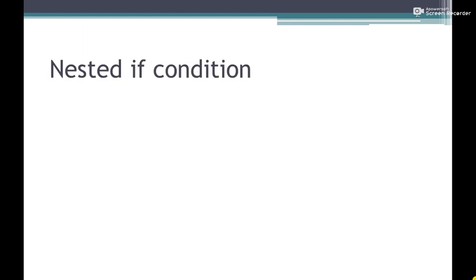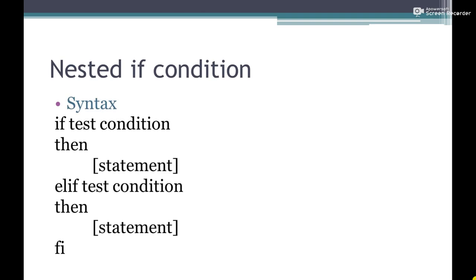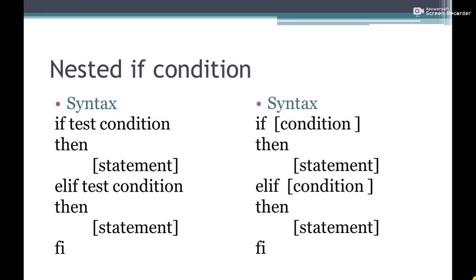Then the syntax for the nested if condition. As I told you about the if condition, there is a nested if. So an if inside an if is known as a nested if. This also has two syntaxes, the same: one using test and one using the square bracket. But the difference is that in nested if, if we have more than one condition, then we will use the nested if.